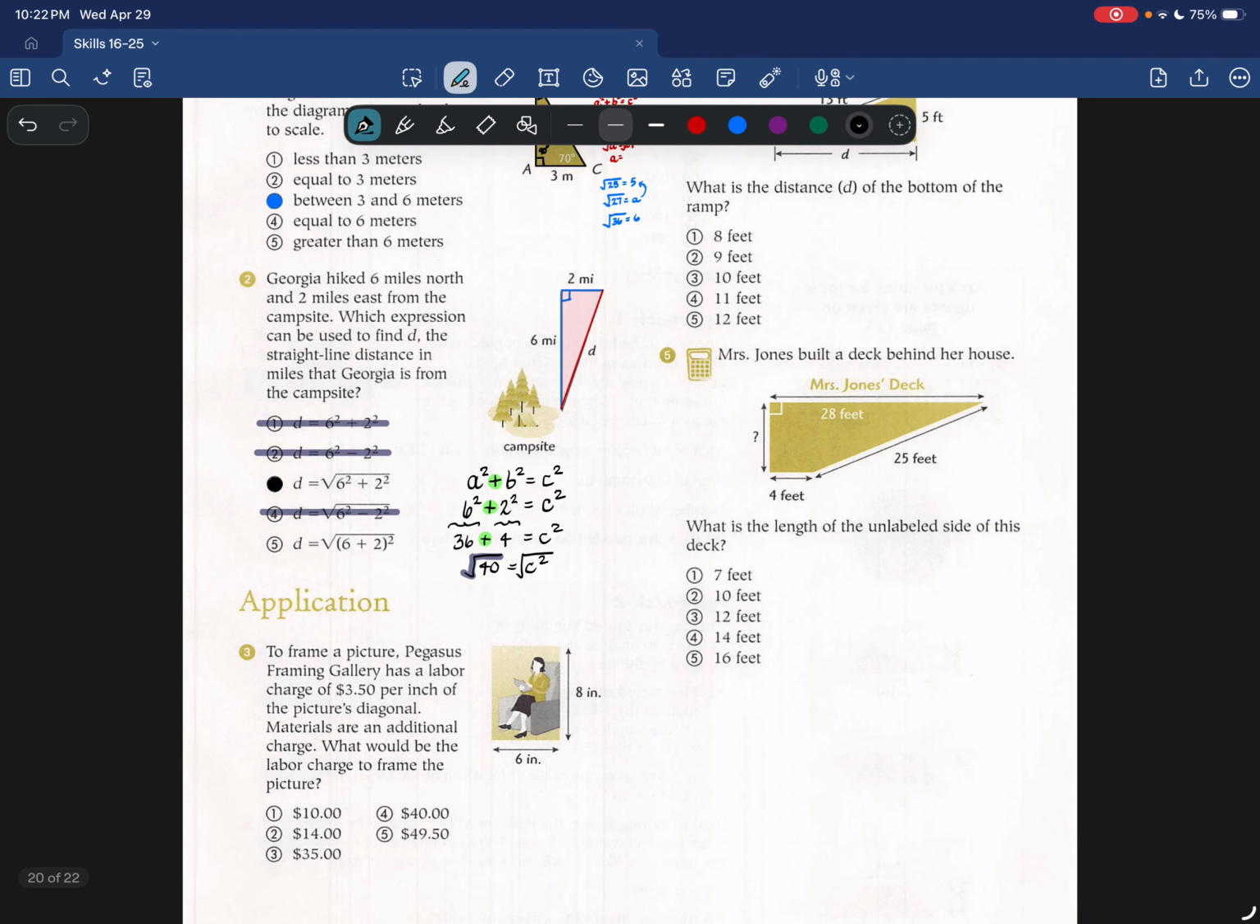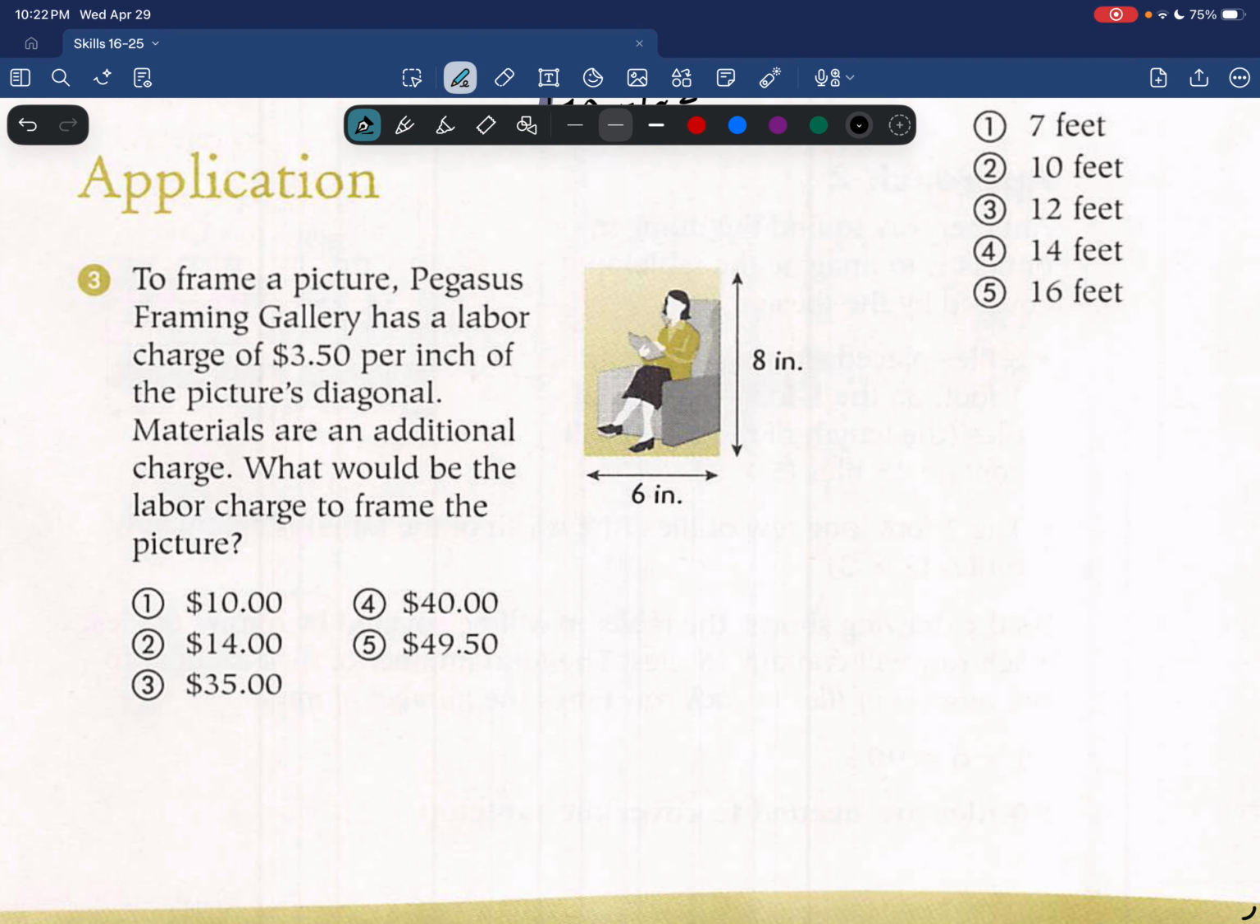No procedure question this time. They jump directly to application, which is fine by me. To frame a picture, Pegasus Framing Gallery has a labor charge of $3.50 per inch of the picture's diagonal. Materials are an additional charge. What would be the labor charge to frame this picture? So we have a rectangle, and we're looking at the diagonal of that rectangle.